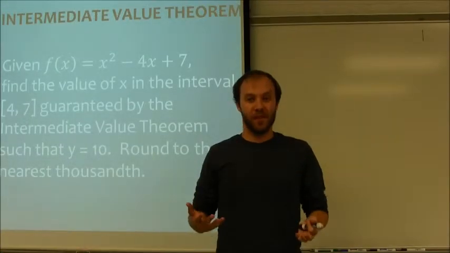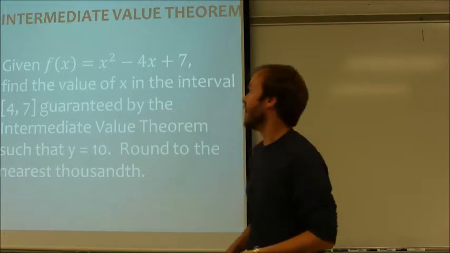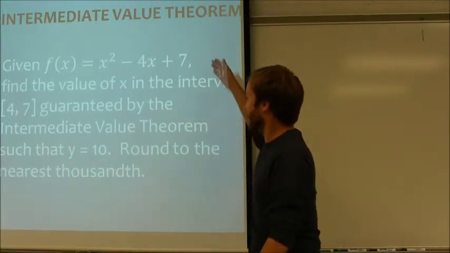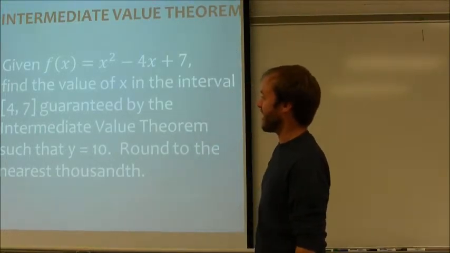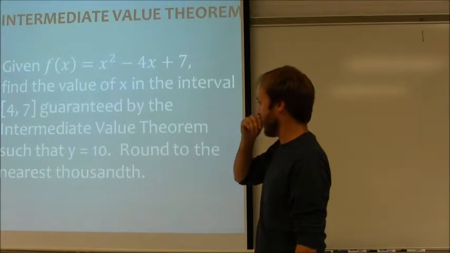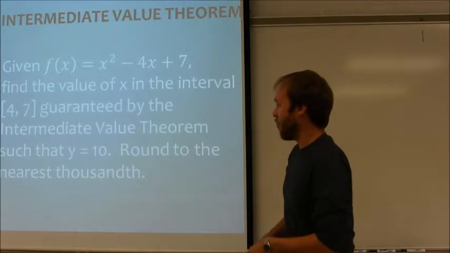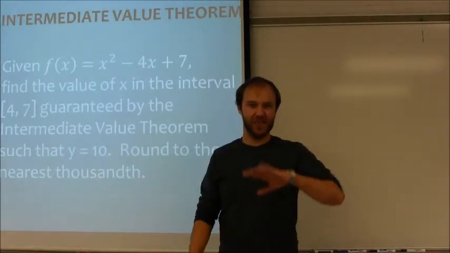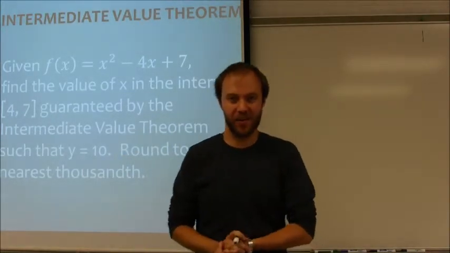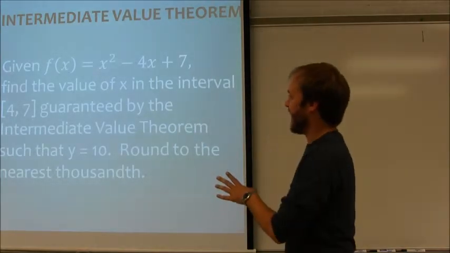For my final problem, I'm going to look at an example of the Intermediate Value Theorem. I'm given this function, x squared minus 4x plus 7. I want to find the value of x in the interval from 4 to 7, guaranteed by the Intermediate Value Theorem such that y equals 10. It says to round to the nearest thousandth. I'll let you take care of that on your own. But here's the key idea.